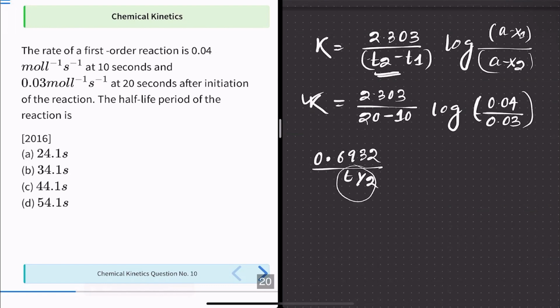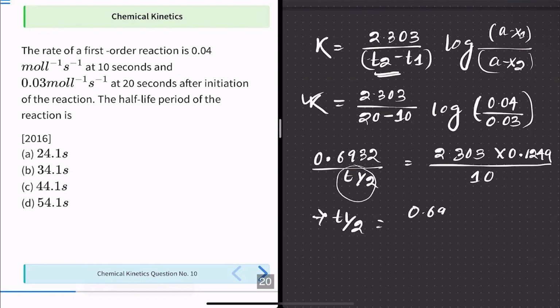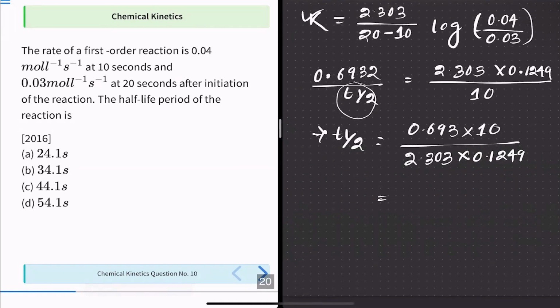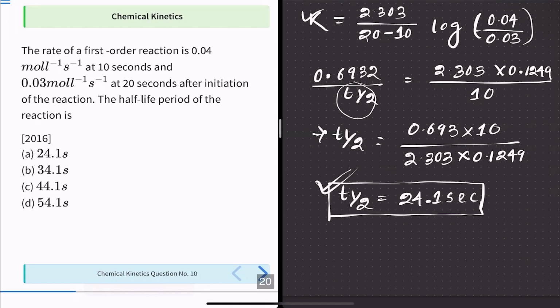Okay. So it would be 2.303 into 0.1249 divided by 10. After calculating, T half would be 0.693 into 10 divided by 2.303 into 0.1249. The answer would be 24.1 seconds, the T half. Okay. So the answer would be A.